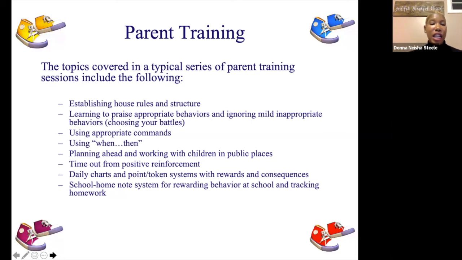This is something that a lot of my parents fear, and as such, they don't want to go out with their children in public. But the key to this is planning ahead and preparing children when they go out.